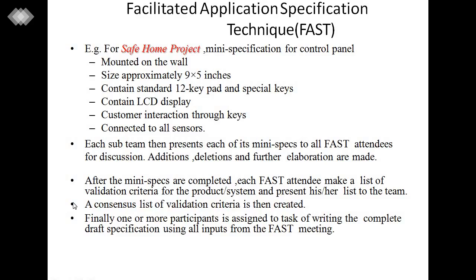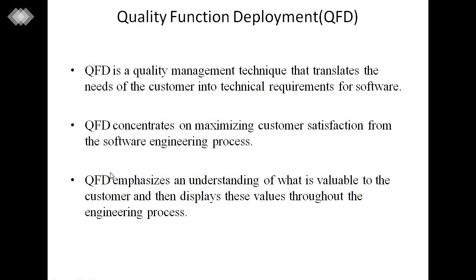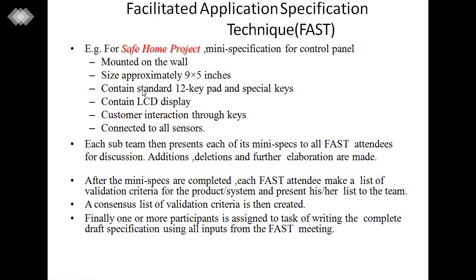After the minimum specifications are completed, each FAST attendee makes a list of criteria related to the product or system and presents it to the team. From these lists, a validation criteria list is then created. Finally, one participant is assigned the task of writing the complete draft specification using all inputs from the FAST meeting. So this is an example of the SafeHome project, which follows all the rules and regulations of the FAST technique.